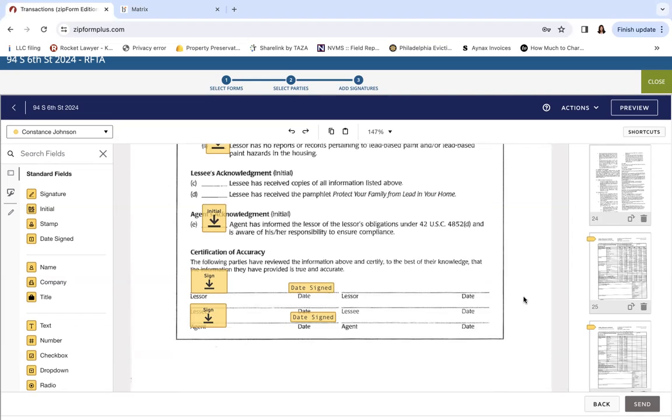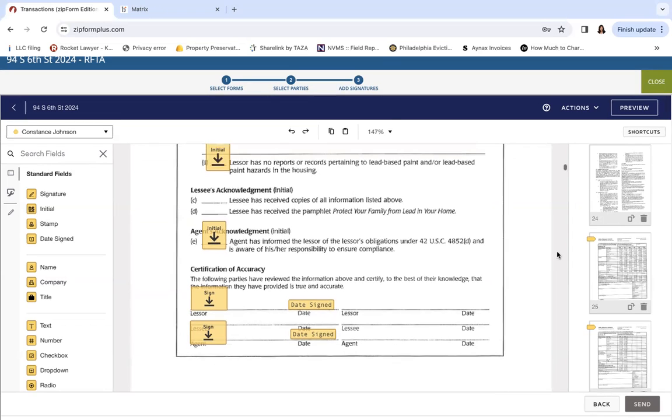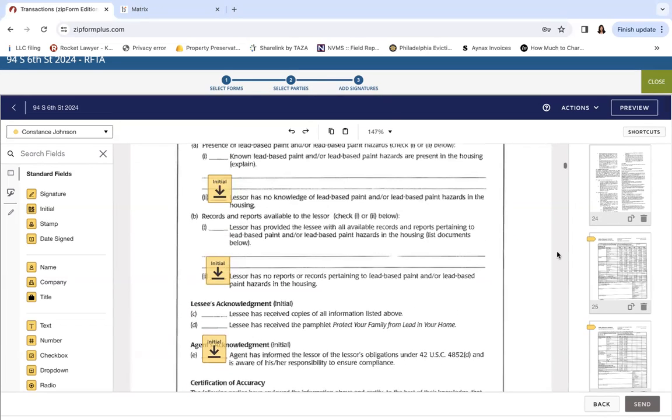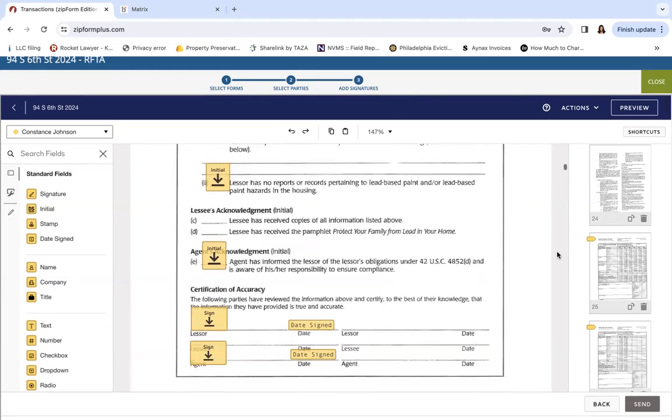You're also going to have the potential tenant sign this as well. They will sign under lessee and they will date there, stating that they've received this form, they've read it over, and they have acknowledged in this case that there are no records or reports of lead-based paint and no knowledge of lead-based paint by the owner.